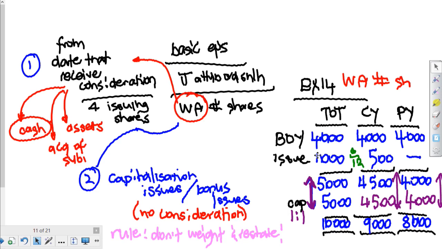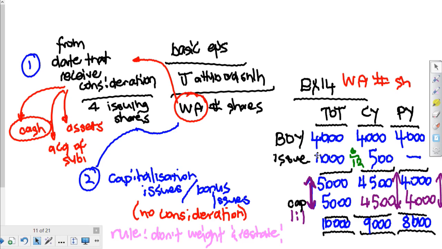So that is example 14, sorry. And I thought I had pulled all the pages and something must have happened when I did the print. Forgot that one. All right, so weighted average number of shares, weights from the date that I receive the consideration, and that's for normal issues when I'm actually getting something. Cap issues or bonus issues, when I'm getting nothing, the rule is that I don't weight, so I don't worry about the date of issue at all, but I restate my comparatives in proportion, and that's what you saw there.